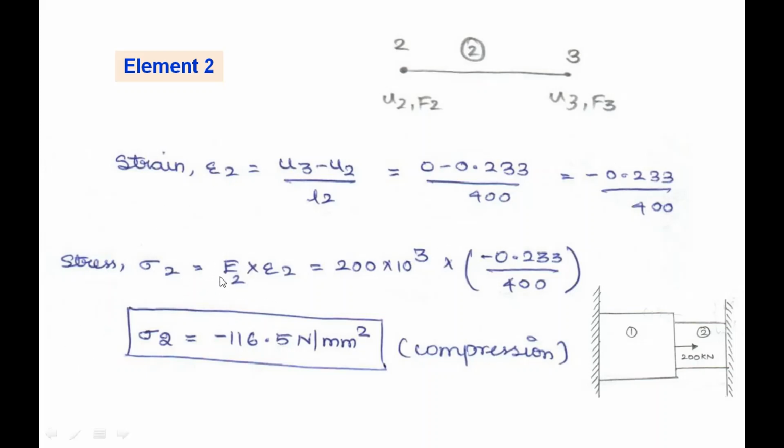So the corresponding Young's modulus is multiplied with the epsilon 2. So we will get 200 into 10 power 3 multiplied with the strain. So finally we are getting sigma 2 is equal to minus 116.5 Newton per mm square. The minus sign indicates it is compression in nature. So by seeing this structure, we can also understand the section 2 is subjected to compressive load. So we are getting a compressive stress, right?